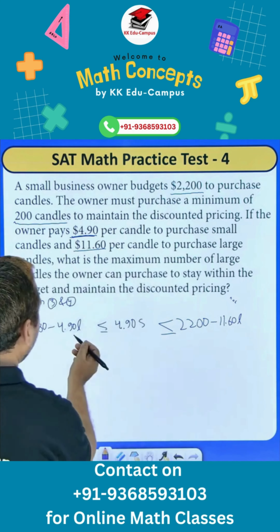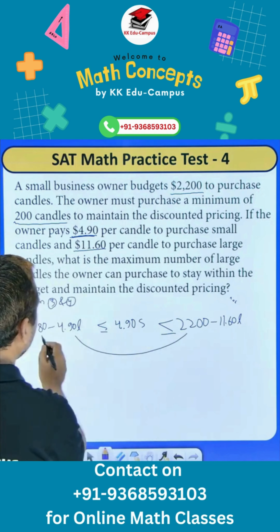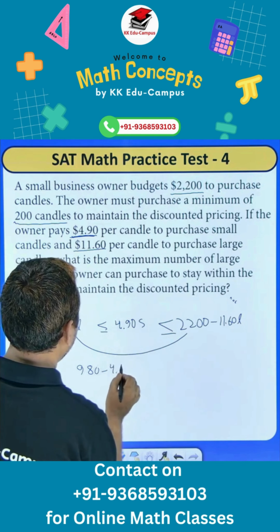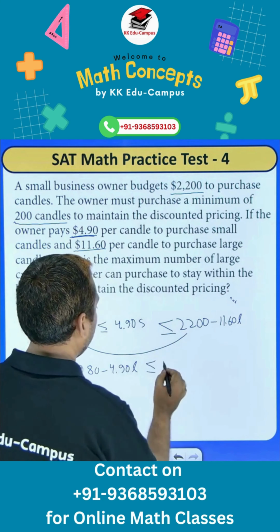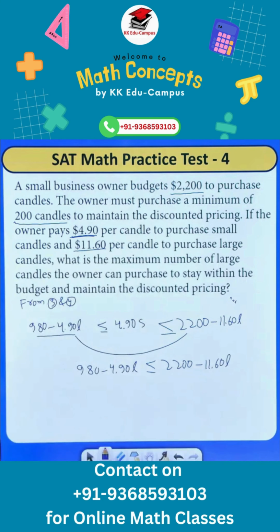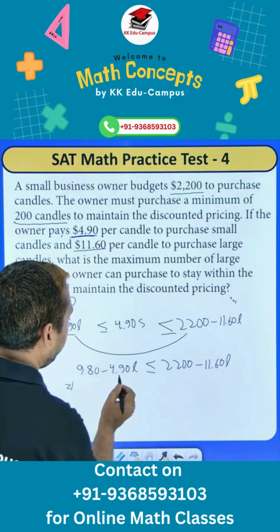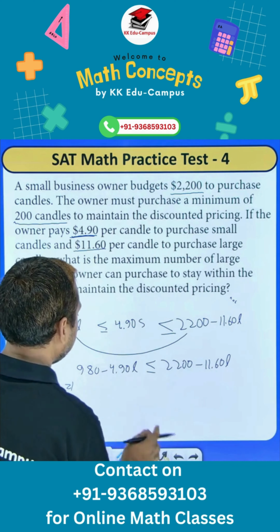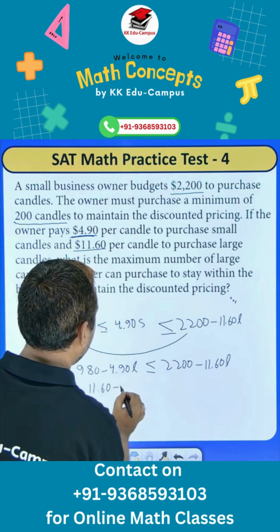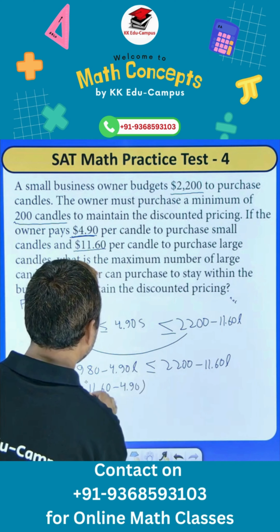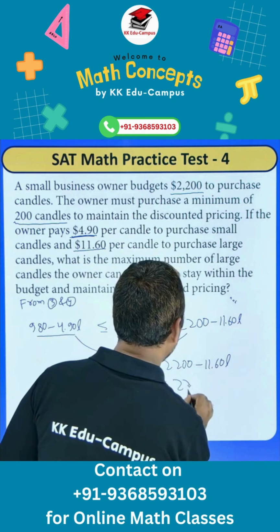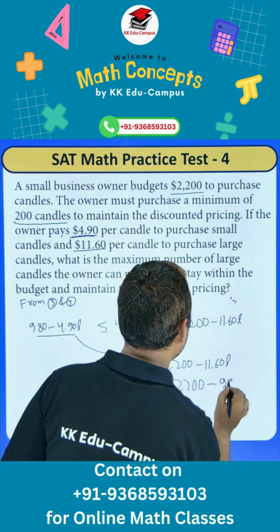Now simply compare the first and the last. You can write 980 minus 4.90 L is less than or equal to 2,200 minus 11.60 L. Now adding 11.60 L to each side, you can write 11.60 minus 4.9 times L, which is less than or equal to, and subtracting 980 from each side, on the right side we write 2,200 minus 980.